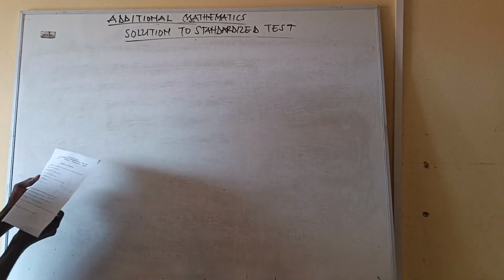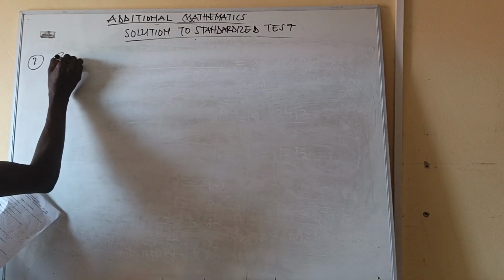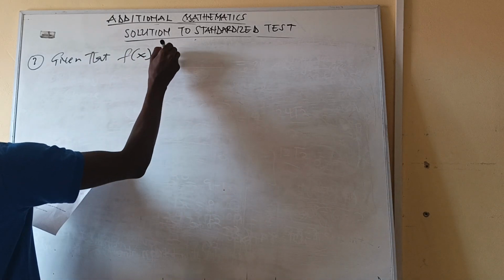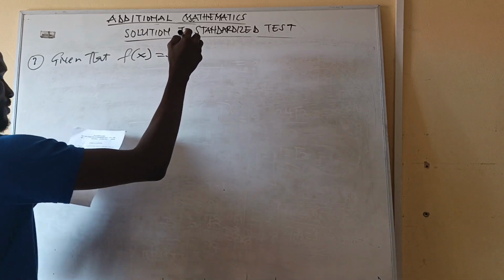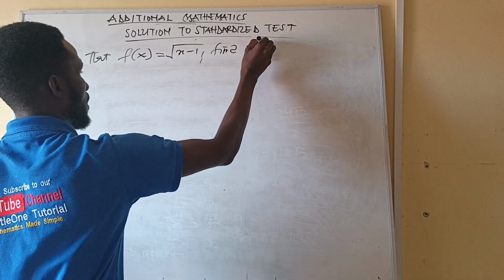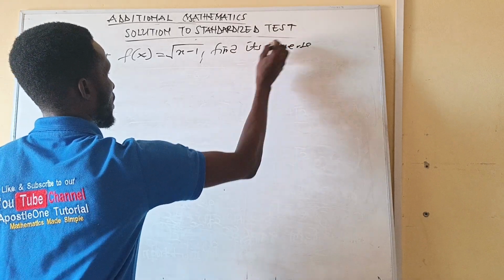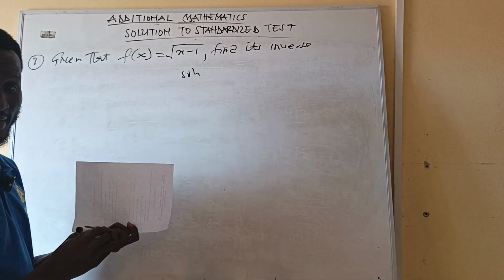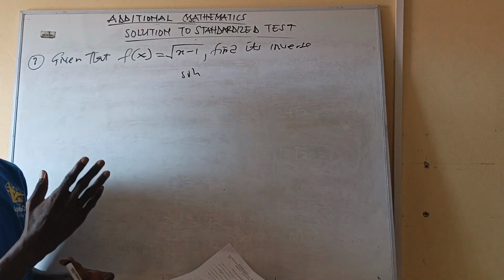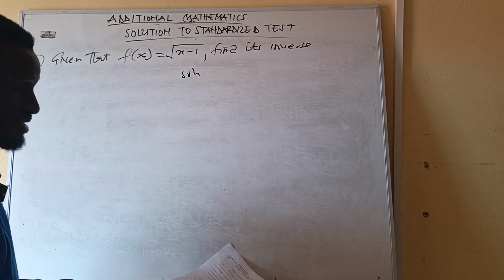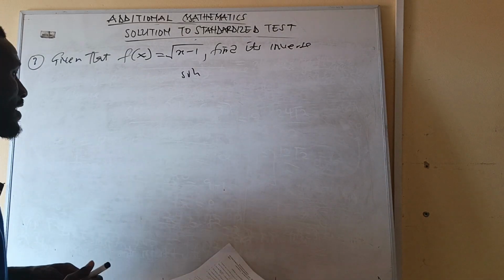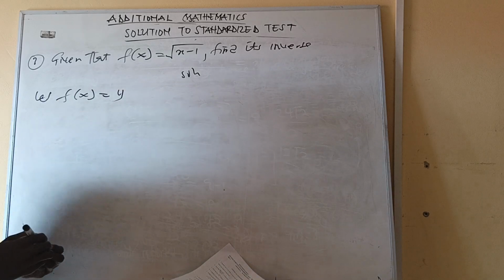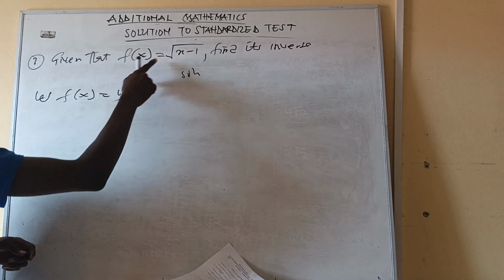Now let's look at this question. The question says that given f of x is equal to root x minus 1, find its inverse. I'm not going to do a lot of explanation here, but don't forget that when you talk about f of x, it is the same as the codomain or the range. The codomain is the values of y. So I can say let f of x be equal to y, then it means y is equal to this.